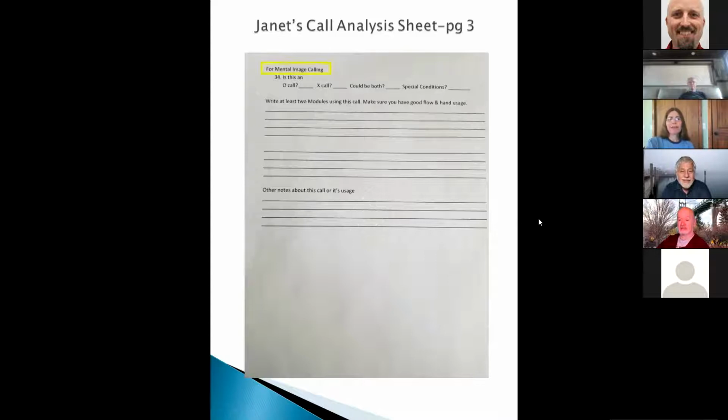We have the mental image area. I put in a spot where I can actually write two modules that use that particular call. And then other notes, if I find I want to add something specific that relates to that call, I can add it in there. So then we have our Xs, NROs, and could it be both? Is there special conditions that go along with that?